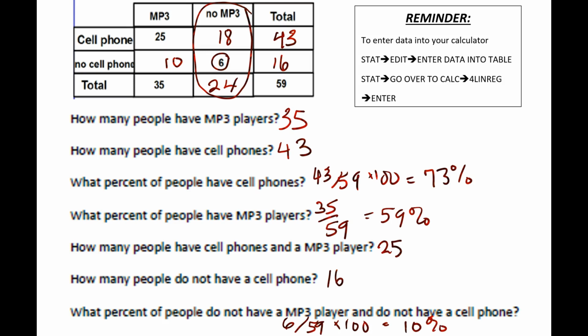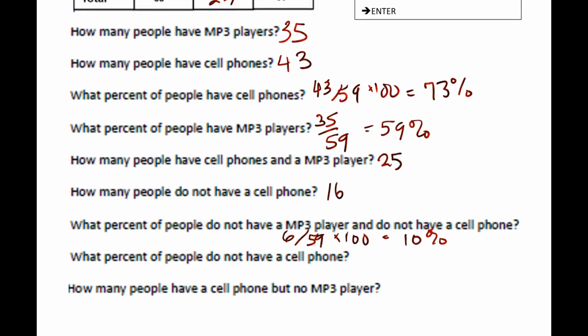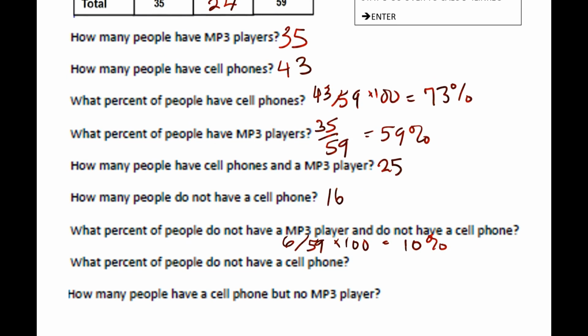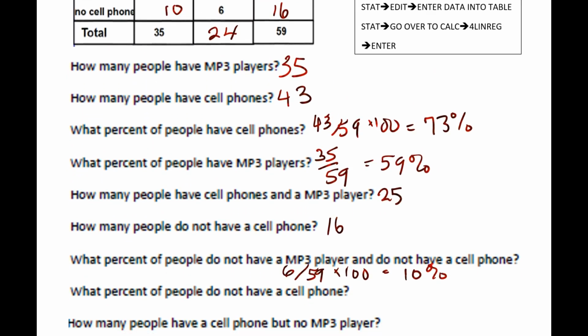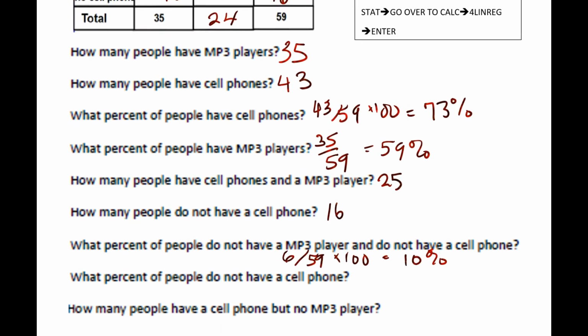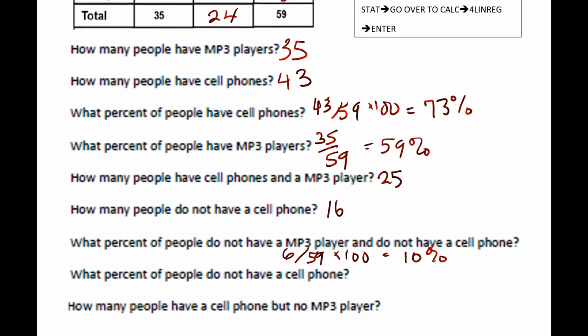All right, keep it moving. What's the next one? What percent of people do not have a cell phone? Well, we just answered how many people don't have a cell phone. There are 16 people out of 59 people times 100. 16 out of 59 times 100 is 27%.